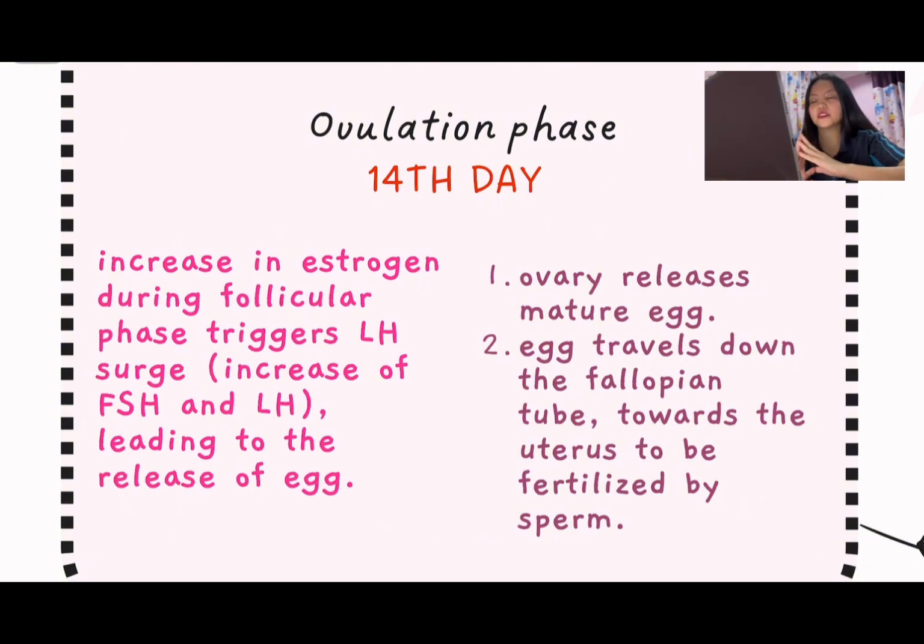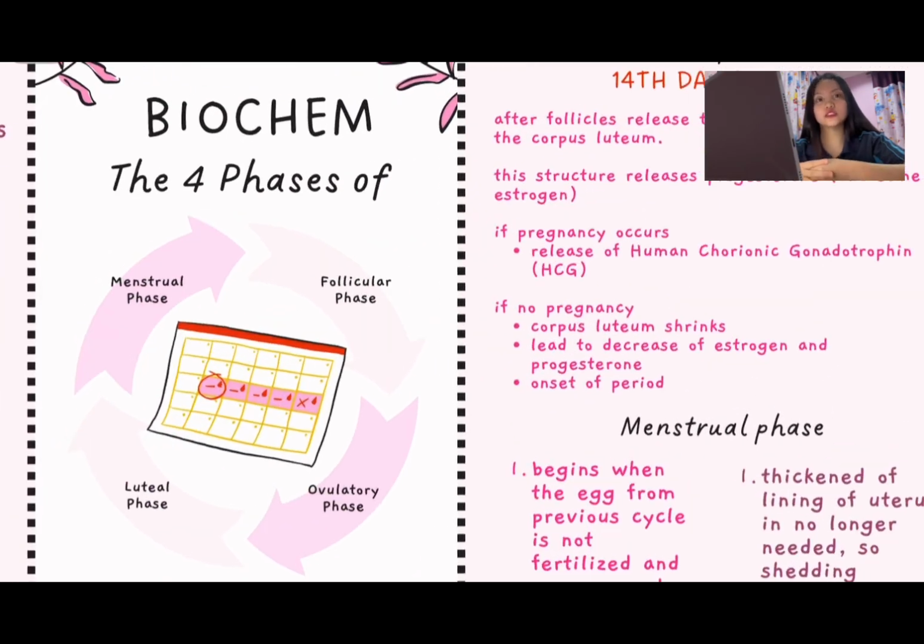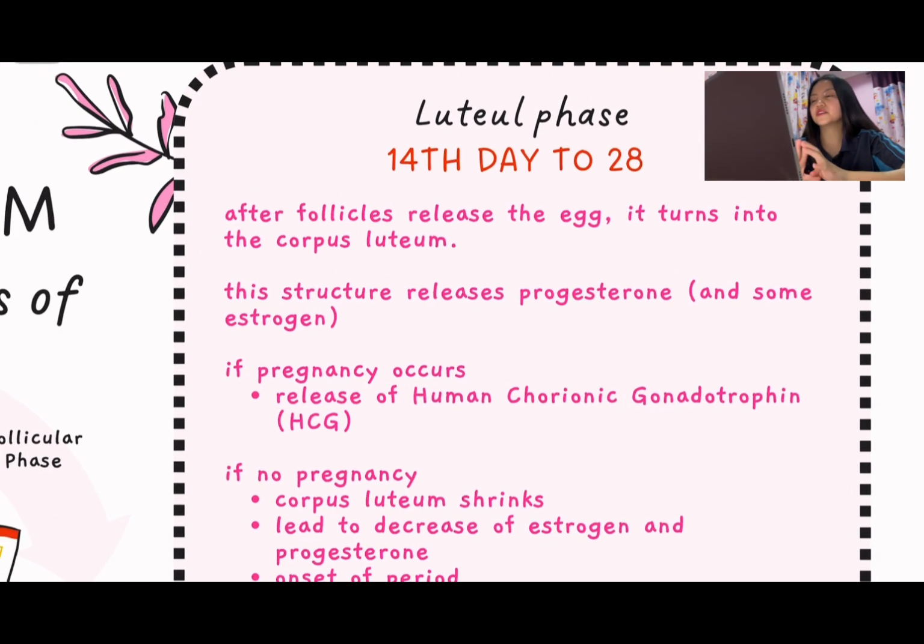So after the ovulation phase, we will enter the luteal phase. After the release of the egg during ovulation, the ruptured follicle transforms into a structure called the corpus luteum. The corpus luteum will release progesterone and some estrogen as well. There are two situations that may occur during the luteal phase. The first one is if pregnancy occurs.